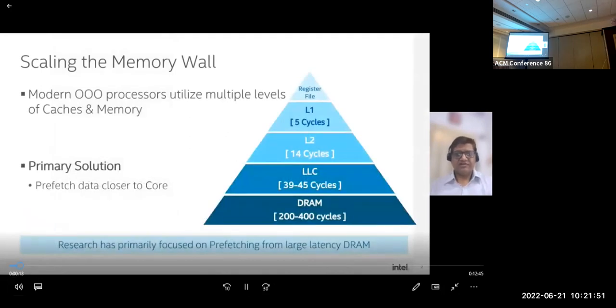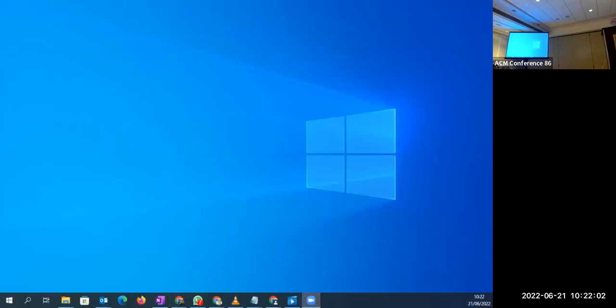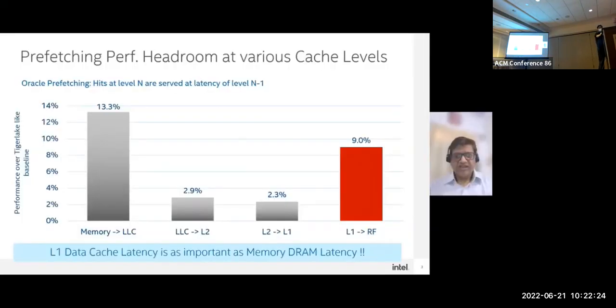Most of us would already know the fact that modern processors suffer from the memory wall. The solution to this memory wall has been to prefetch data closer to the cores in these on-chip caches. Now, because DRAM has the highest latency, most of the past research has been focused on prefetching from the DRAM, whereas small caches like L1 are not considered to be an issue because of their small latency. We tried to quantify the performance headroom of prefetching between the different levels of cache and memory hierarchy.